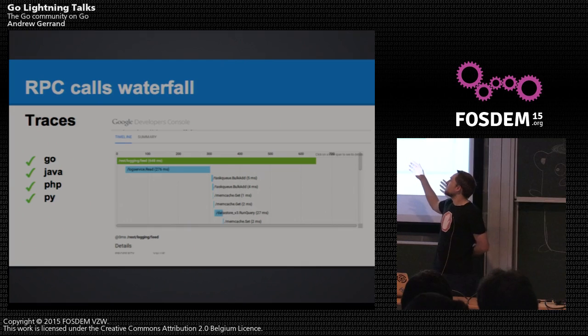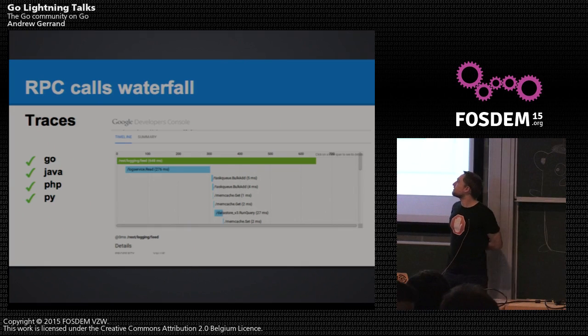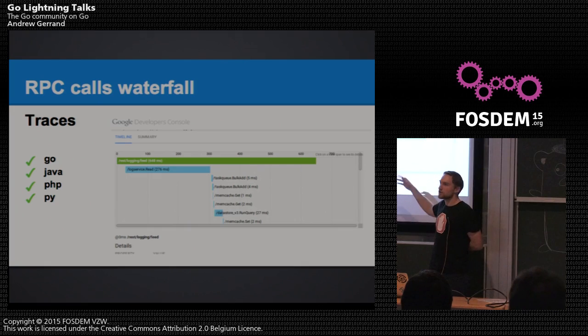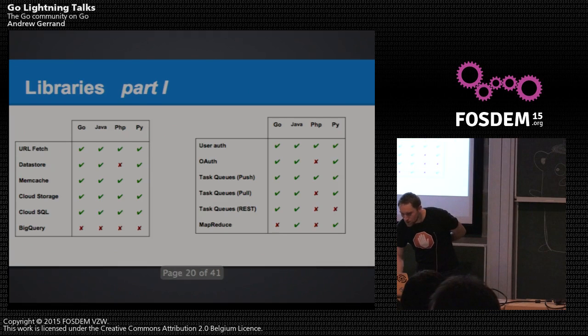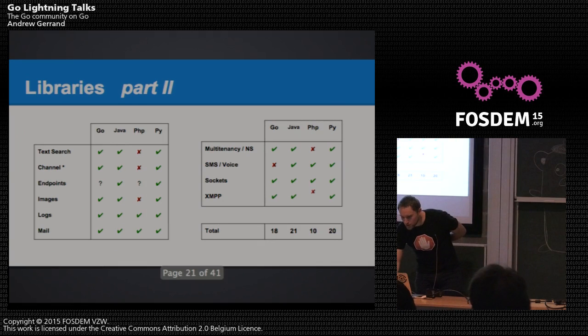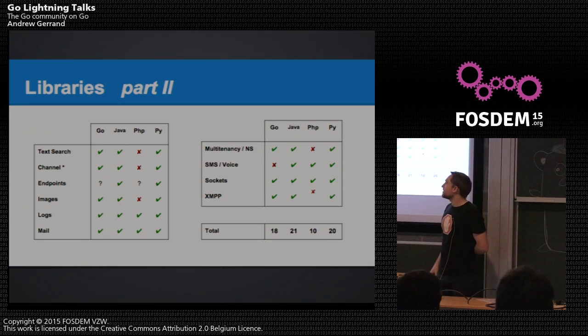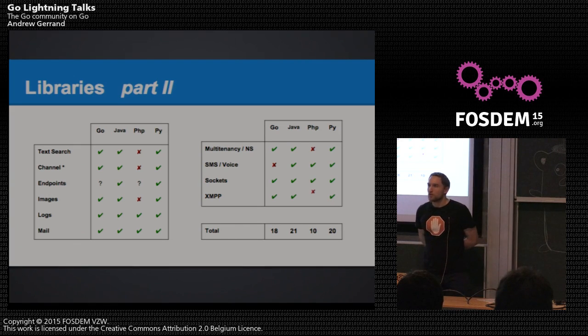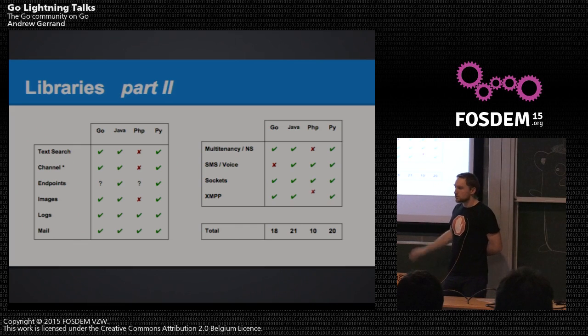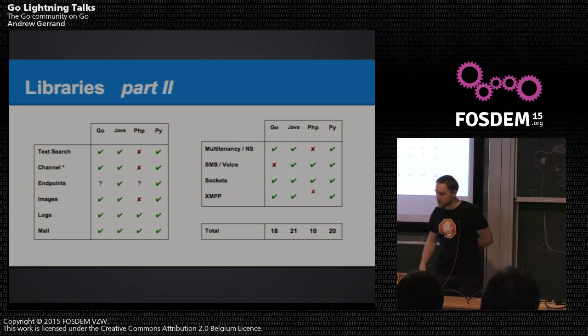Now the built-in tool Traces is available in the Google Developers Console. It's basically the same features as appstats, but you don't have to install anything, and it works regardless of the language you decided to use. I skipped that part about libraries. Those are Google-provided libraries to access this and that, and the bottom line is they are the same for all the languages, except PHP has fewer libraries available currently, not because the language sucks, nothing to do with that, only because it was implemented later on App Engine.